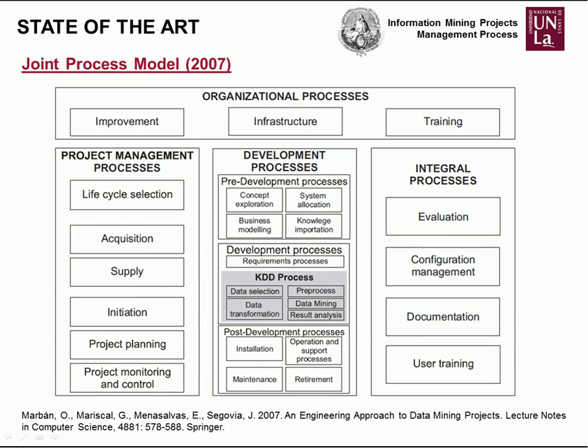Joint process model takes the IEEE standard, modifying only the development core with the phases identified in CRISP-DM, and incorporates the process of acquisition and supply from the ISO 12207-2007 and the organizational process from ISO 15504.